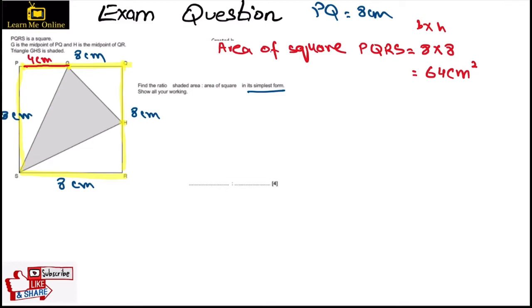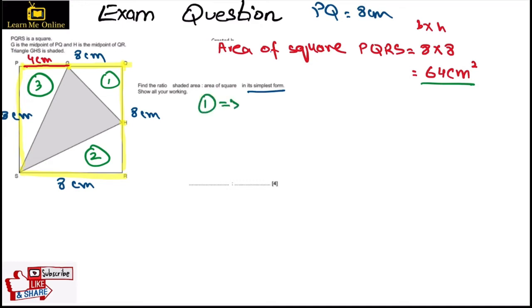So now the next thing is we need to find out how much the area of this one is. I'm going to name them. This triangle is 1, this is 2, and this is 3. Because we have to find the ratio of the square PQRS to the triangle GHS. To find the area of the shaded region GHS, first we're going to find the area of this one. So I'm going to use the reference of the one.